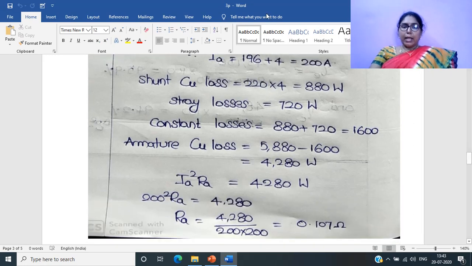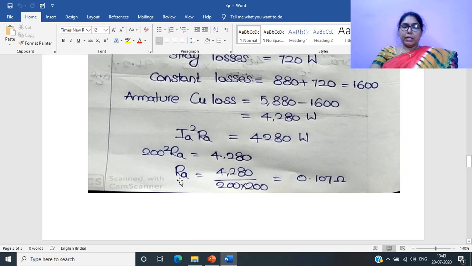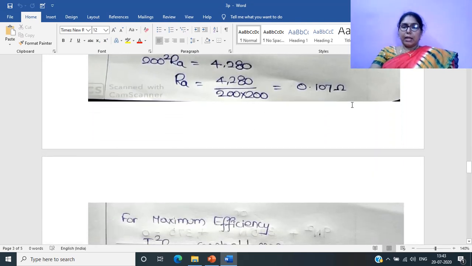Now I would like to calculate the armature copper losses. Total losses are known to us, that is 5,880, minus this constant loss, which I am going to deduct. We are getting armature copper losses of 4,280 watts. What is the formula for armature copper losses? Ia square into Ra. So Ia square into Ra is equal to 4,280 watts. By simplifying this equation, we will get the armature resistance, that is 0.107 ohms. So the first part asked in the question is solved, that is the armature resistance.